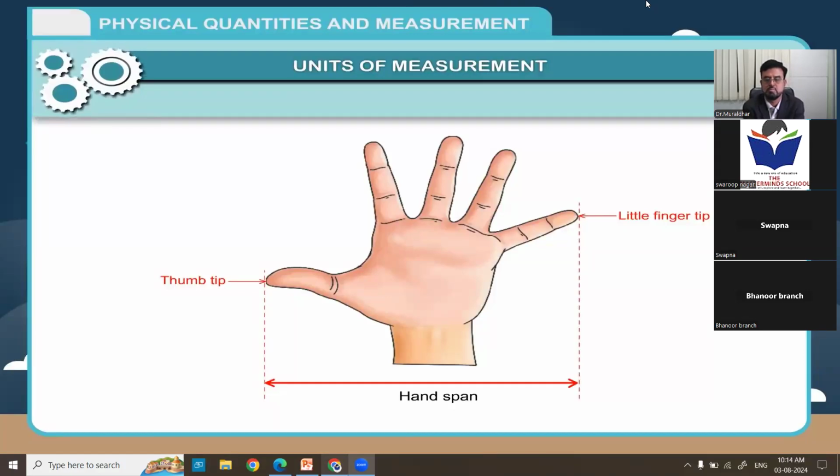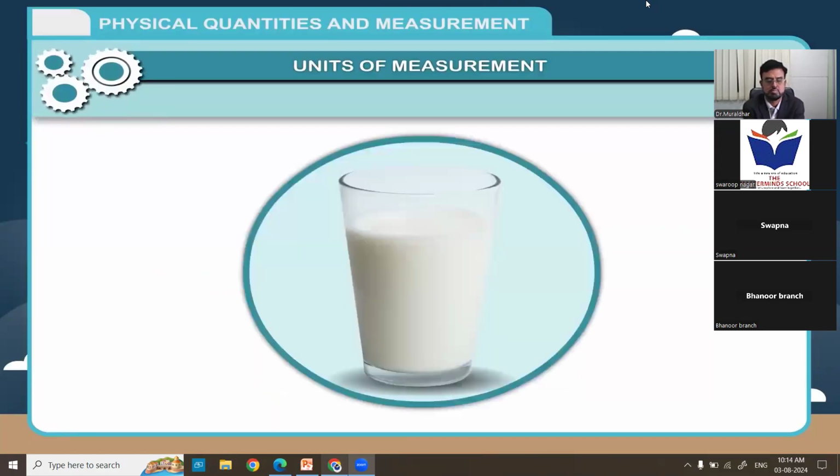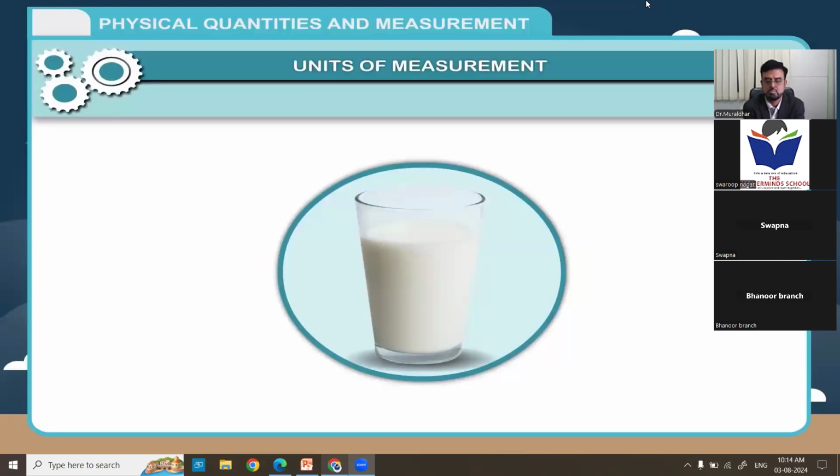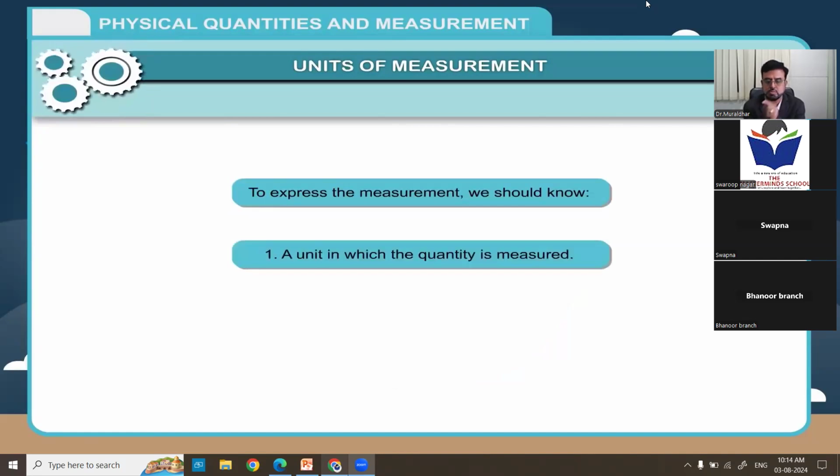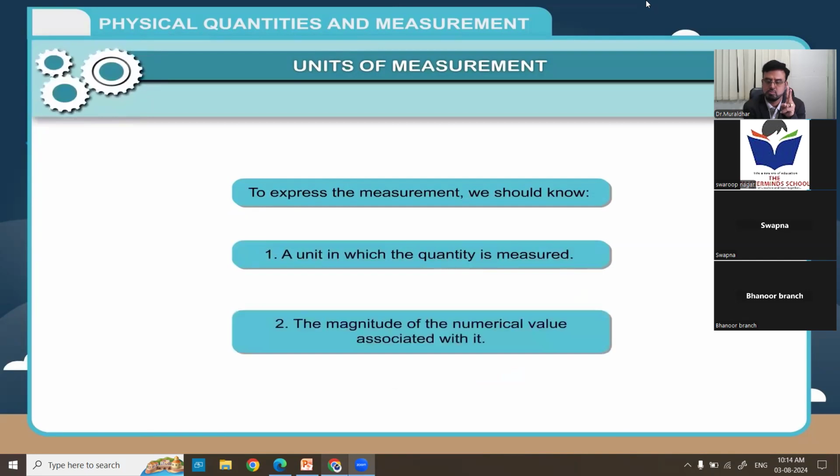In the same way, one cannot use a glass to measure the exact volume of the liquid. Such a system of measurement was not correct. To express the measurement, we should know 1. A unit in which the quantity is measured. 2. The magnitude of the numerical value associated with it.